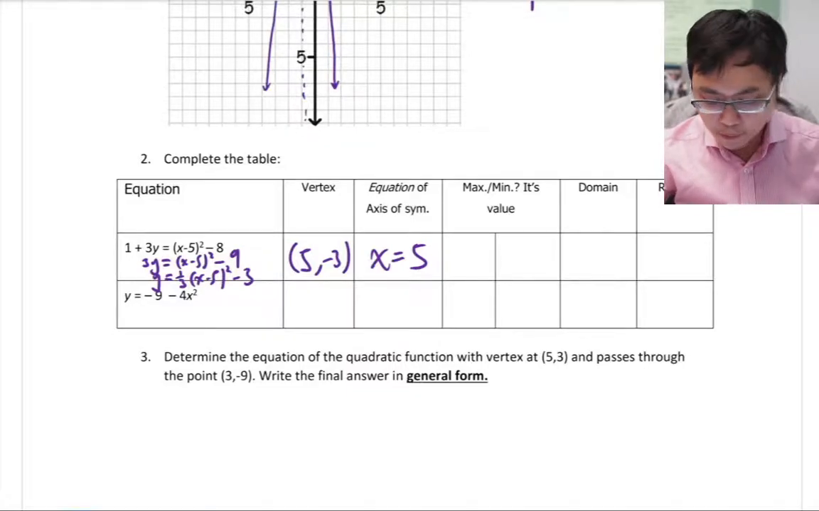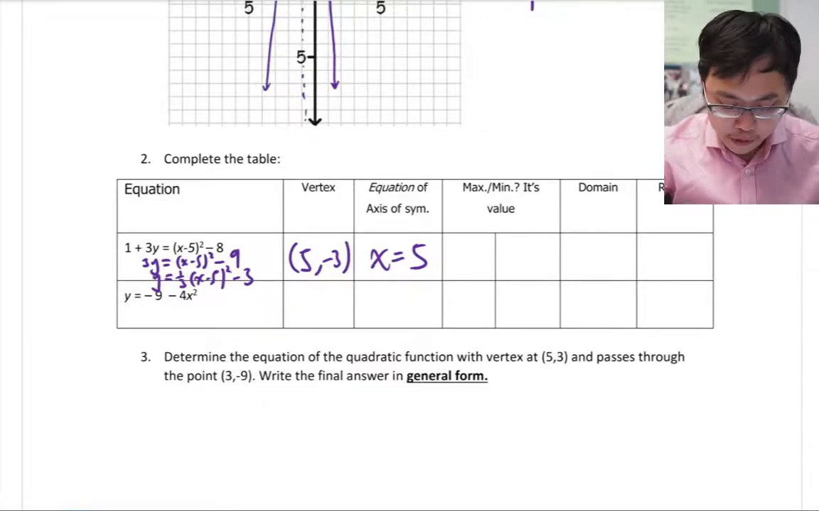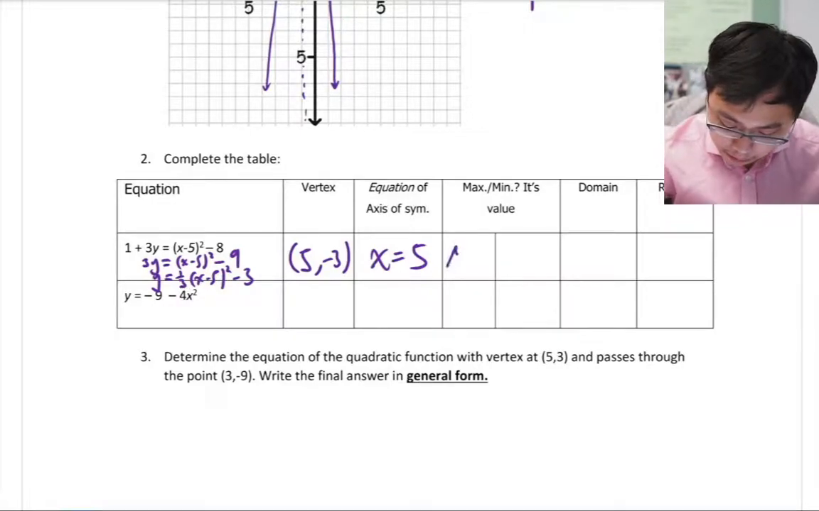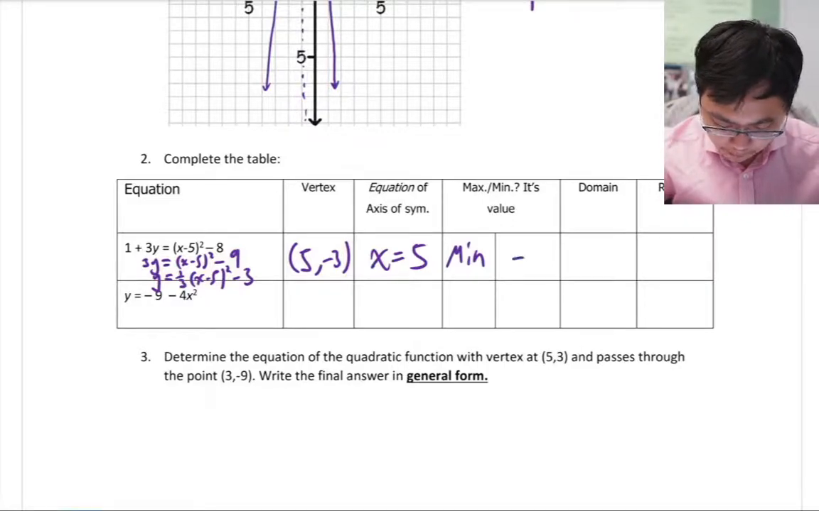Is it a maximum or a minimum? Well, first of all, 1/3 is positive, so it's a U shape. So U shape means it is a minimum value, and the value will be at -3.